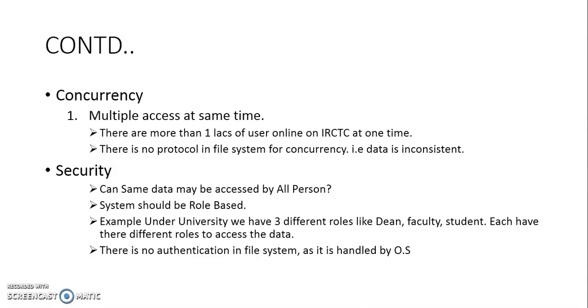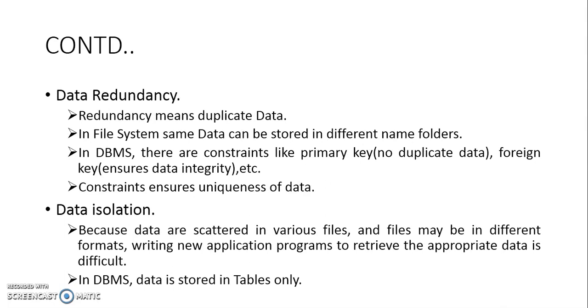Now if you talk about feedback of teachers, the feedback is given by the students, so the dean has the authority to view it. But the faculty has no authority to access the feedback of teachers. So depending upon the user, different roles are given to a particular user. So security is given in DBMS, and of course there is no authentication system in a file system.